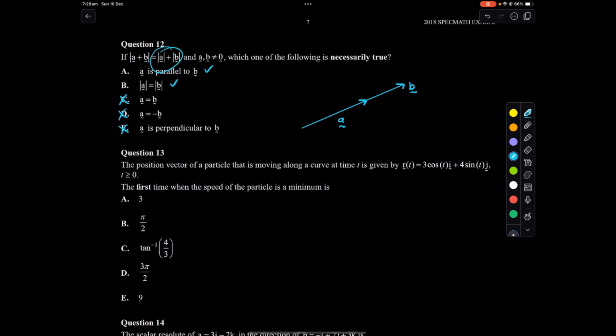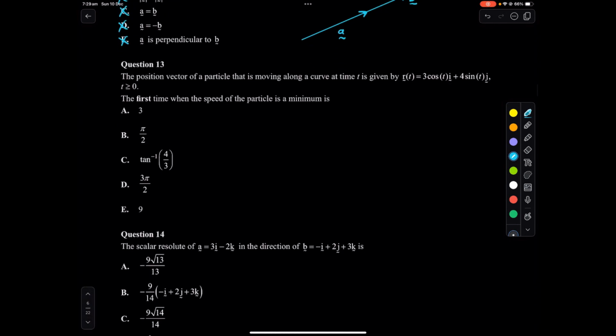So, what we're saying is the magnitude of A, which is this, plus the magnitude of B, is equal to the magnitude of A plus B. Yes, certainly it does meet this condition, even though this is smaller. So B is wrong because we were saying that the magnitudes always have to be equal. So A is parallel to B is probably the best. That's always necessarily true. They have to be parallel for this condition to be met.